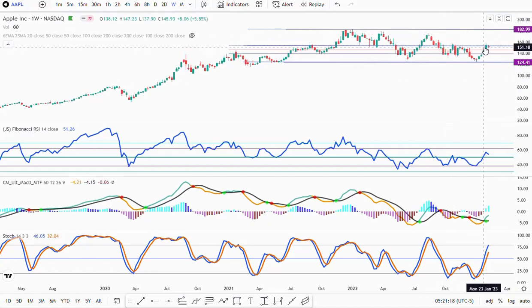You'll notice that this midpoint acted as a resistance right here. It acted as a support right here, support right here, support right here. So this midpoint is very important. This is where you expect to see a battle between the bulls and the bears. You know, the bears would say that this is a counter trend rally. The bulls will say that this is the beginning of the new bull market for Apple. But this midpoint is a crucial area.